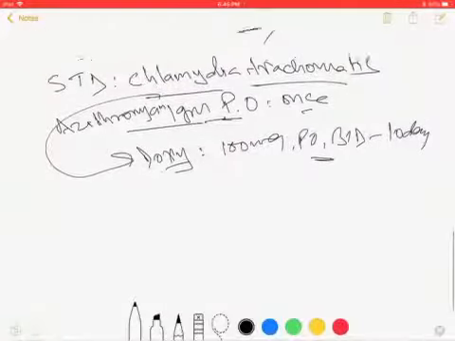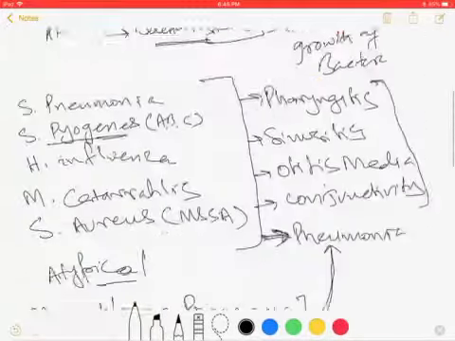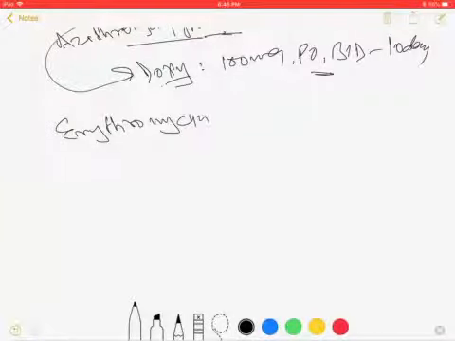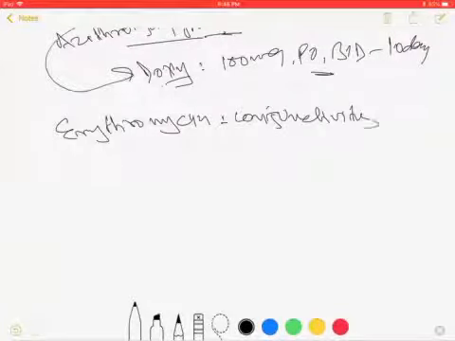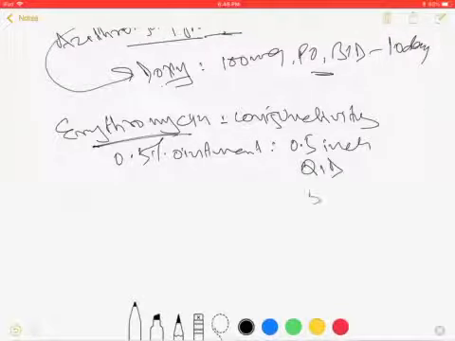The other macrolide is erythromycin. We use erythromycin all the time to manage conjunctivitis. The medicine usually comes in a 0.5% ointment, and we use almost half an inch in the eye 4 times a day for 5 to 7 days. It works like magic. So that's the most common use of erythromycin, in conjunctivitis.